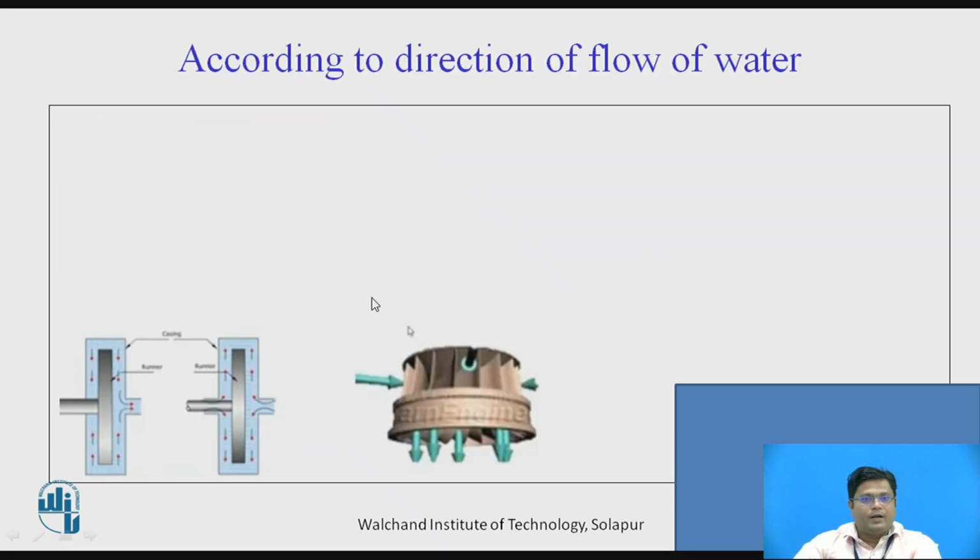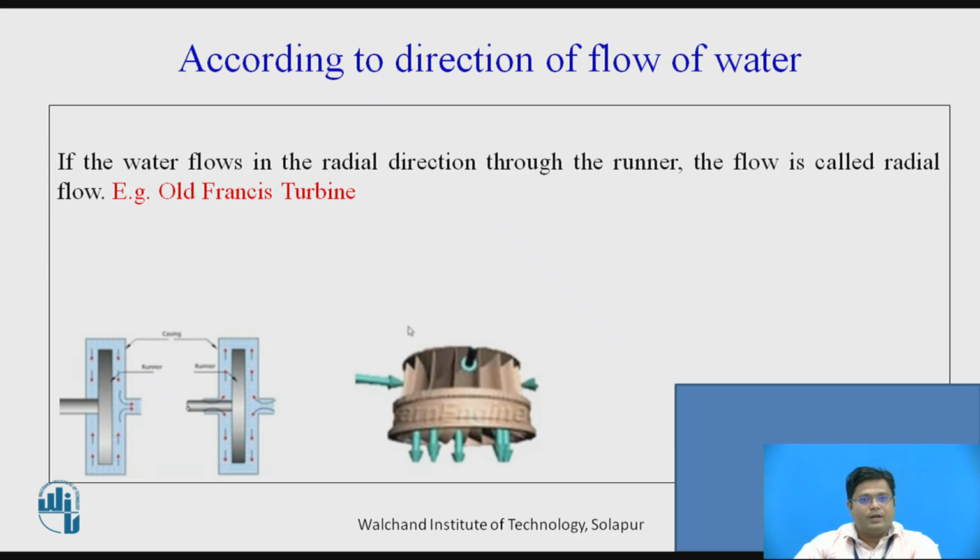Next one, radial turbine. If the water flows in radial direction, then that turbine is called a radial flow turbine. There are two types of radial flow turbine: one is inward radial flow and another is outward radial flow. The old Francis turbine is an example of a radial flow turbine. Last one is the mixed flow turbine. In a mixed flow turbine, the water enters radially and leaves axially. So this is the image of a mixed flow turbine. Here water enters radially and leaves axially.